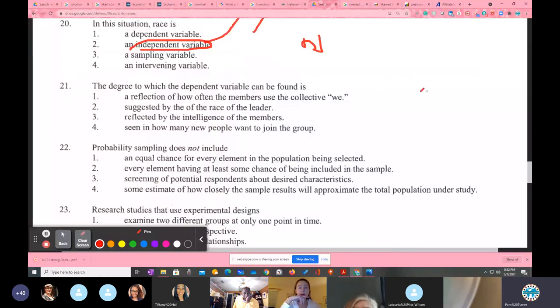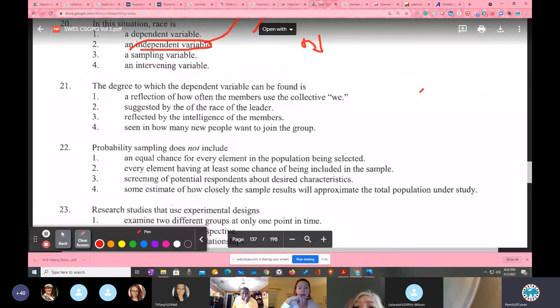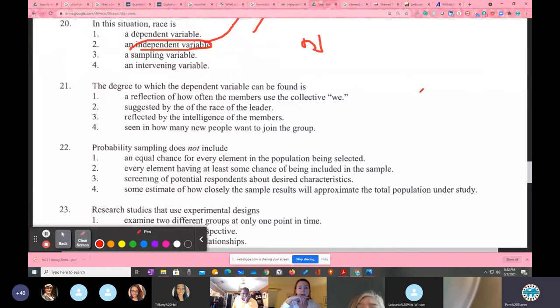One, reflection of how the members use the collective we. Two, suggested by the race of the leader. Three, reflected by the intelligence of the members. Or four, seen in how many people want to join the group. One is correct. That's exactly it. So that is how I'm going to measure that, right? Of how close they are.